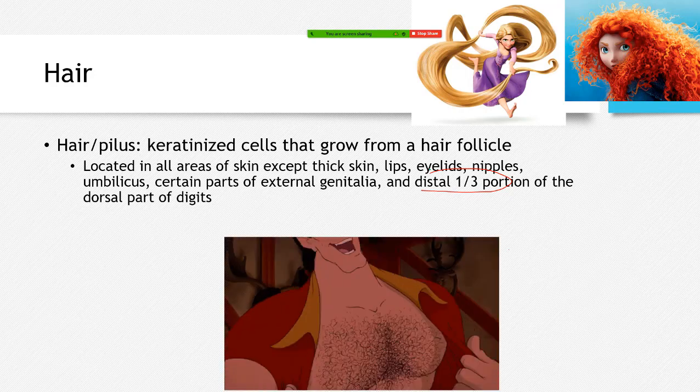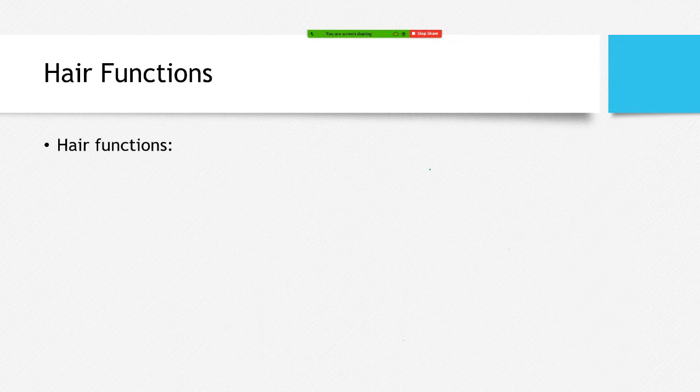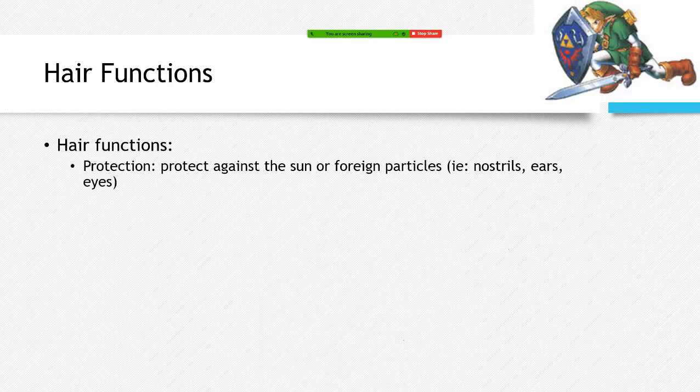And yeah, that's a pretty scary picture of Gaston, but let's continue on and talk about the hair functions now. And one of them is for protection purposes. So yes, hair will protect us from sunlight if we're talking about hair on our head, right? It's going to also protect things from going into our nose.